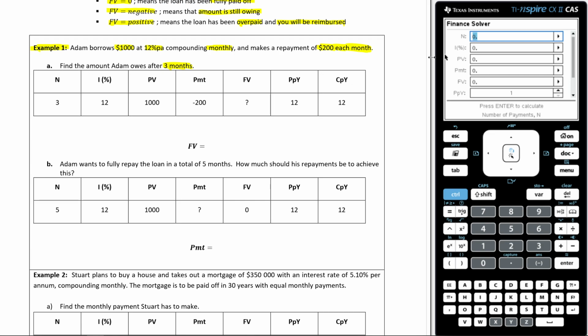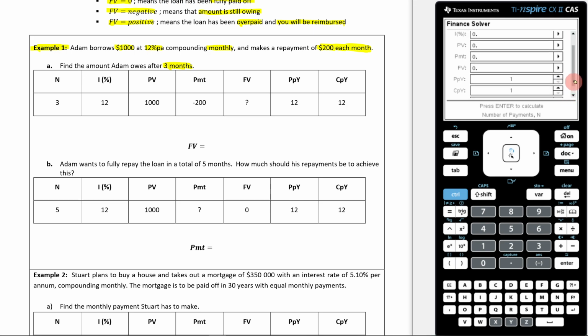All right, before we jump into this question, can we just look at this table before us? What is this table? This table here represents what we see on our finance solver. So if I come over here, I might put a little circle around my mouse. This right here is what we see in this table. See how we've got an N here and an N there, then an I for interest rate, then an I for interest rate. Then PV is my present value, PMT, PMT, future value, PPY, PPY. And then if we keep going down here, you'll see CPY.